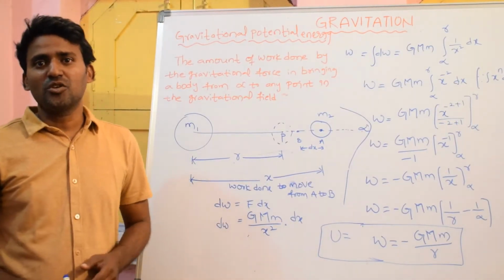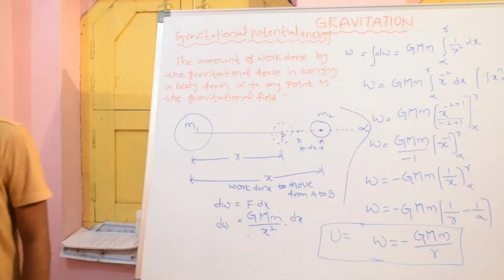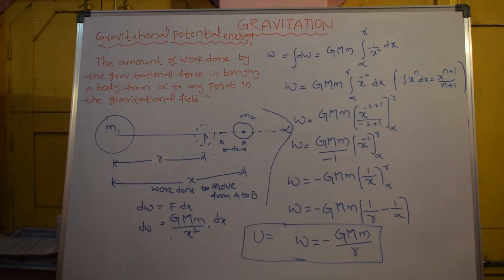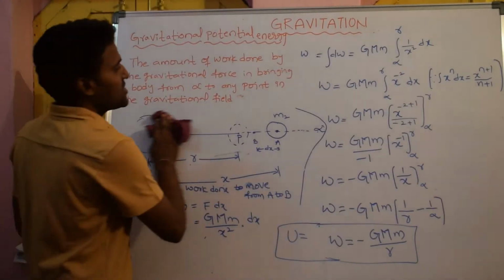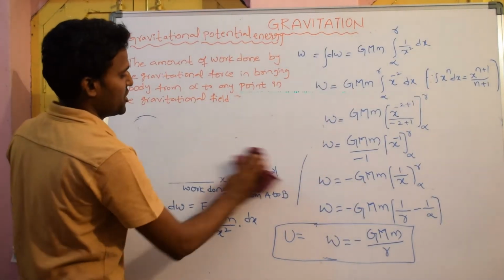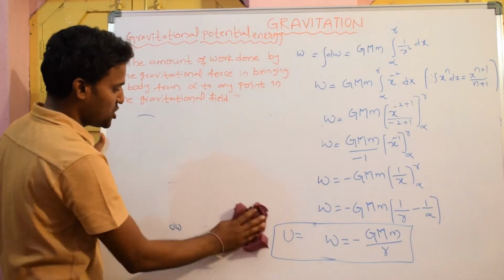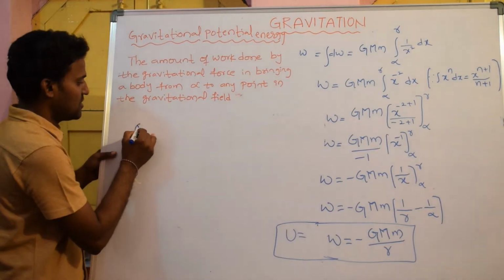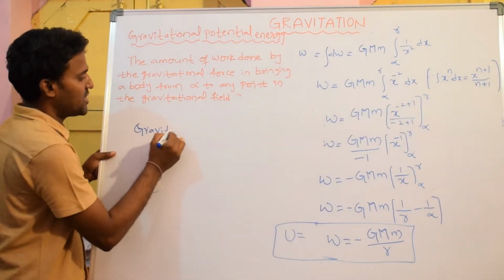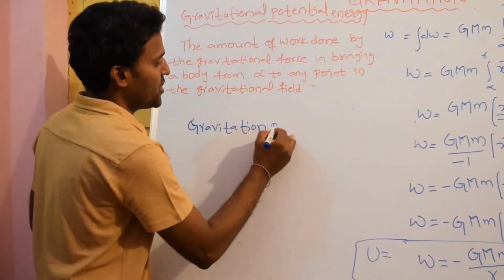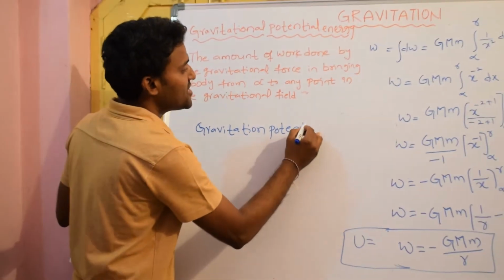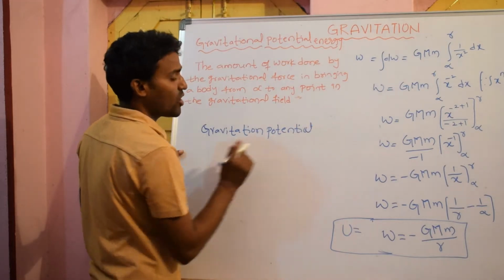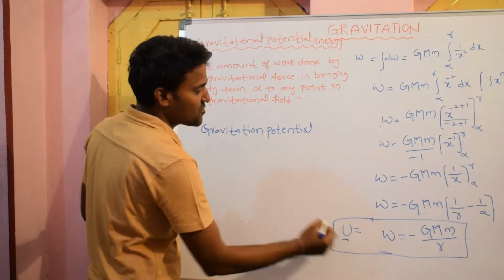Continuing, I want to tell what the gravitational potential is. What does gravitational potential mean? V is equal to gravitational potential. It is not energy, it is potential. It is a potential, not energy. Potential energy is the previous one.